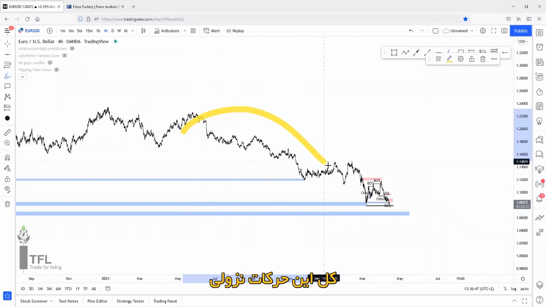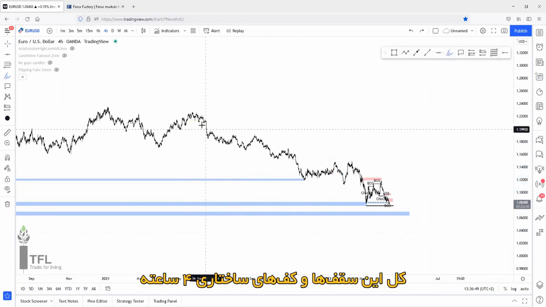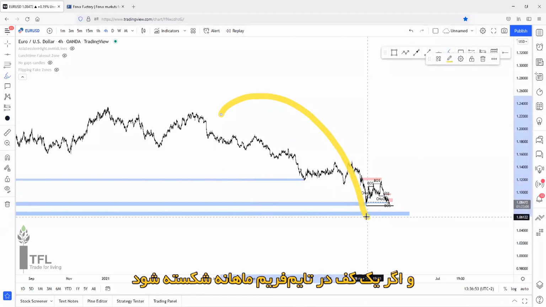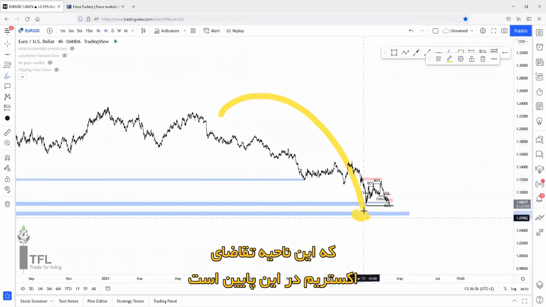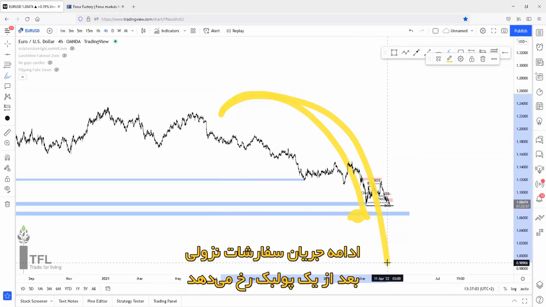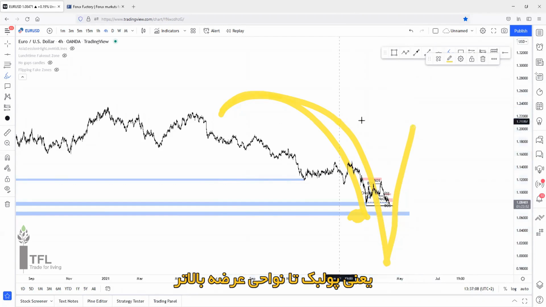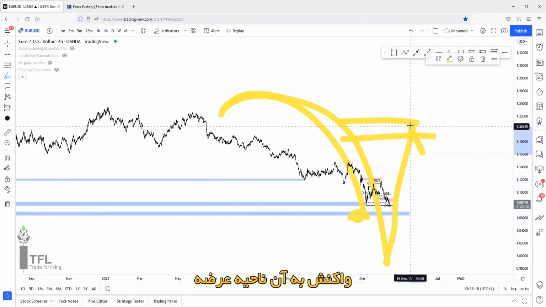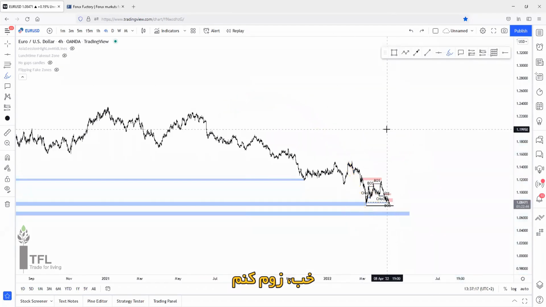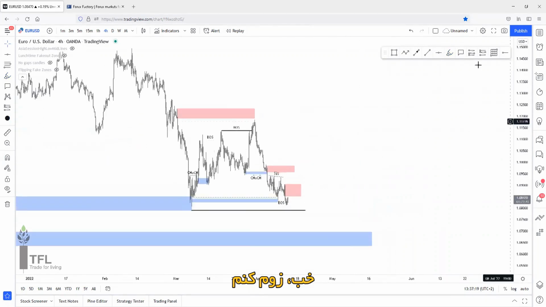All of these downside movements, all of these structural highs and lows on the 4-hour chart, are just a simple leg on the monthly chart, right? And if a low point on the monthly chart, which is this extreme demand zone down here, is being broken, what will happen? A continuation of the bearish order flow with a pullback, right? So pullback to upper supply area, reaction on that upper supply area, continuation. This is how the structure looks, right? Okay, so let me just zoom back in.